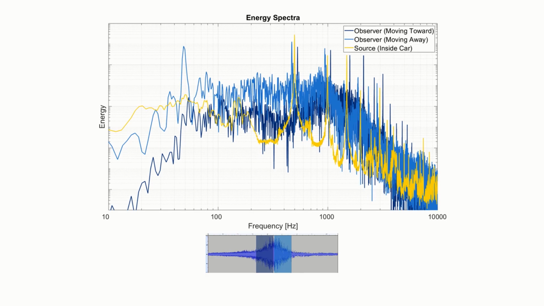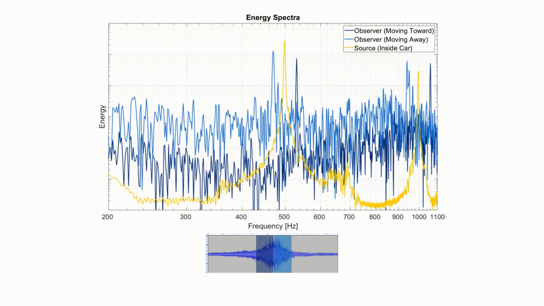If we also plot the spectrum from the source, we see that it lies in between the two peaks of the recorded sound. By zooming into these peaks, we note the source frequency is the 500 Hz we had already determined, while the frequency when the car was moving toward the observer is higher at 530 Hz, and when it was moving away, it was lower at 470 Hz.